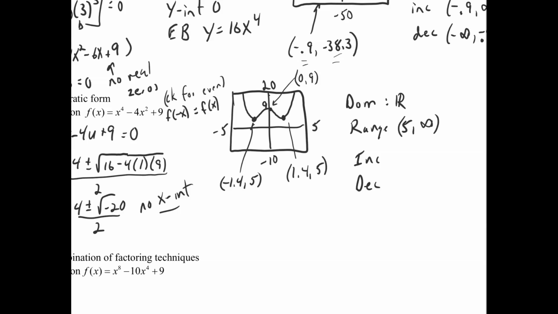Let's just go from left to right. So going from the left, it's going to be decreasing from negative infinity to negative 1.4. It's going to be increasing from this min to this max, so from negative 1.4 to 0. Decreasing again from 0 to 1.4, and then increasing one more interval, the last interval increasing from 1.4 to infinity. Okay?